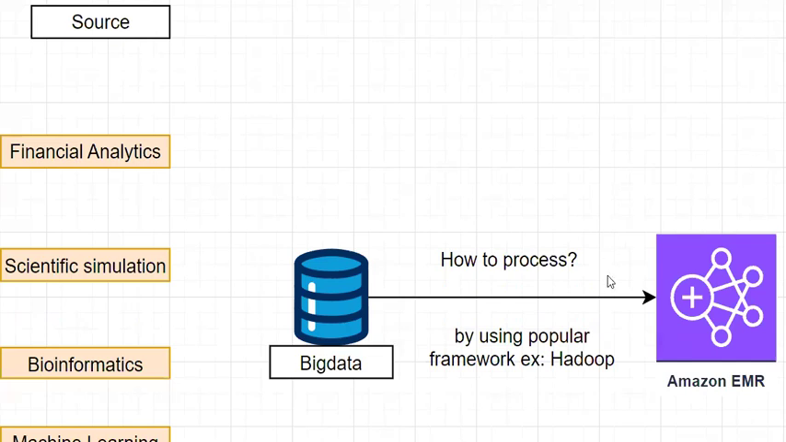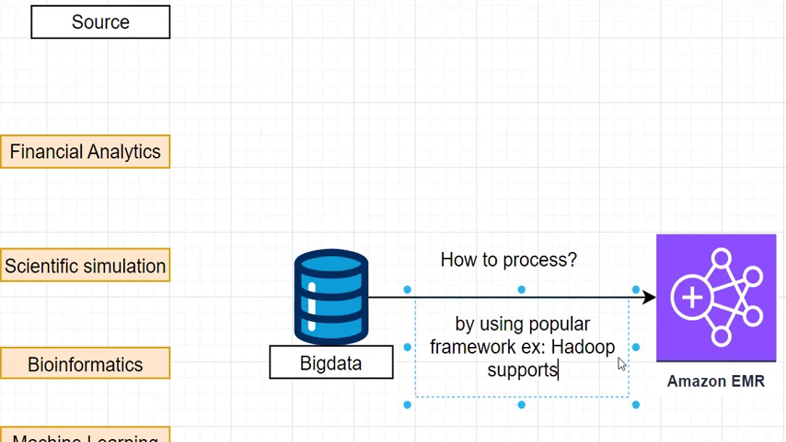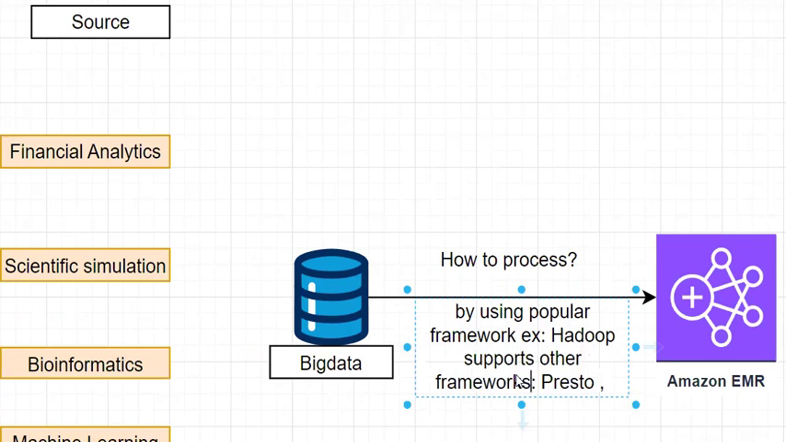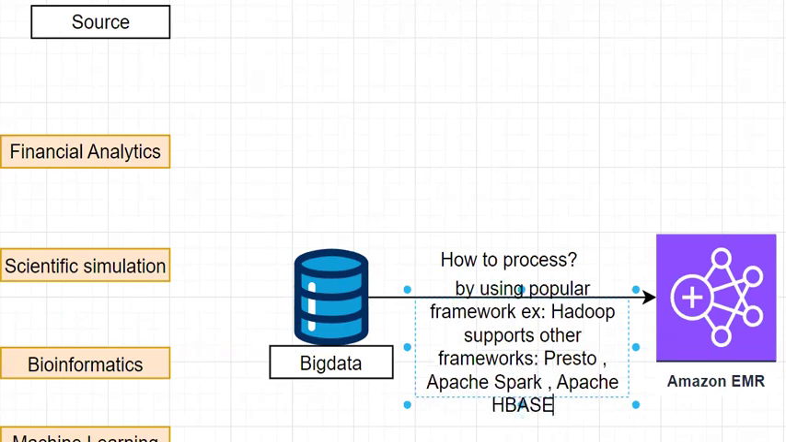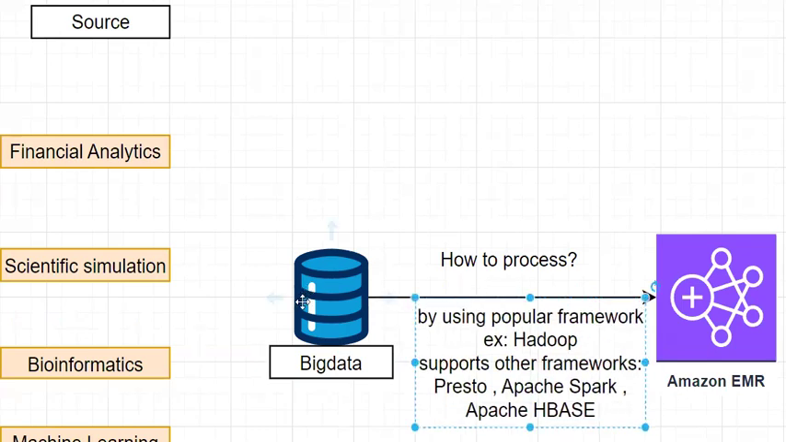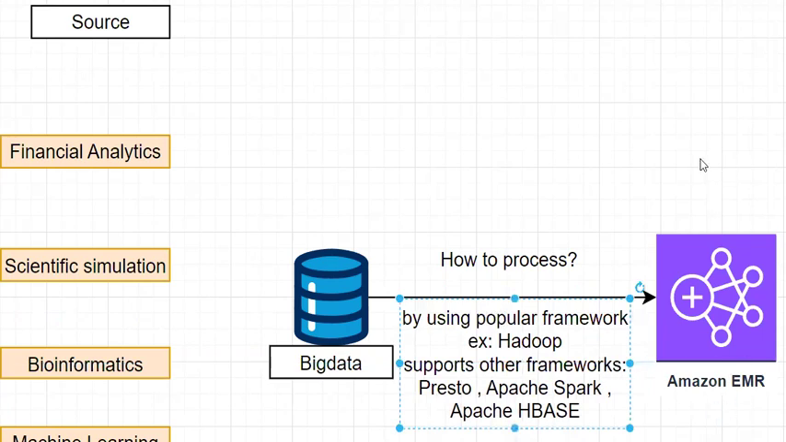And one more important point is, by using EMR, you can even process big data with other frameworks. EMR supports other frameworks to process your big data, that is Apache Presto, Apache Spark, and Apache HBase. So it supports these frameworks in order to process your big data on your EMR. So basically, how will the infrastructure be on your EMR?